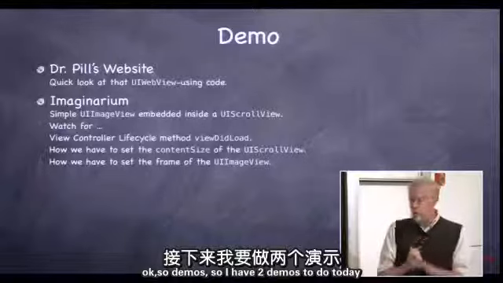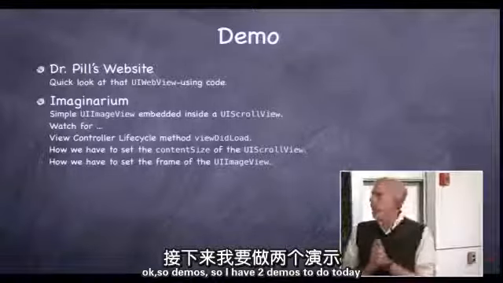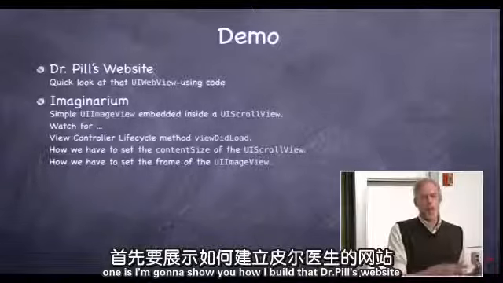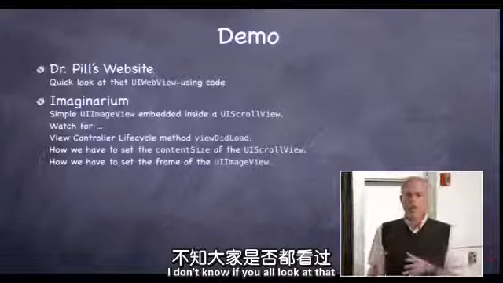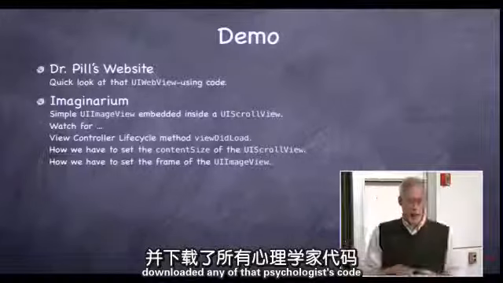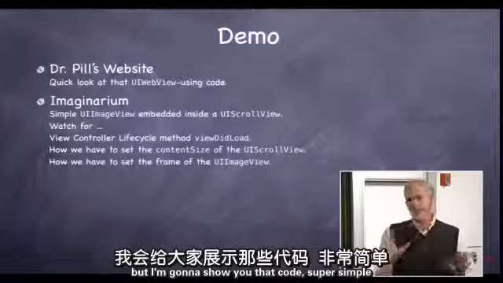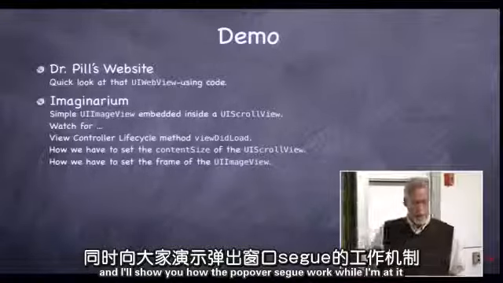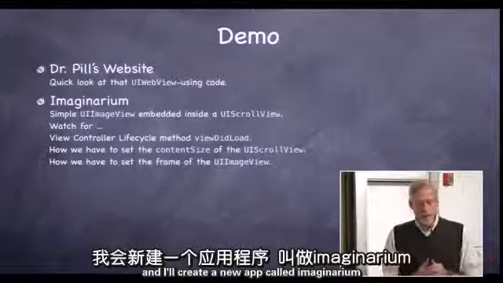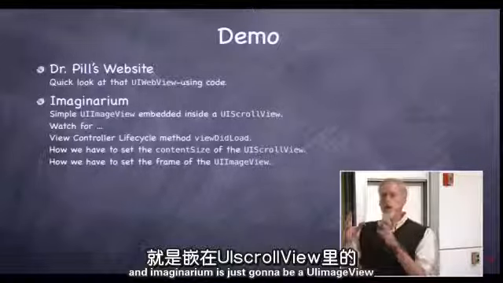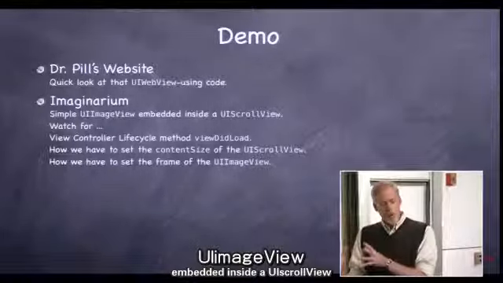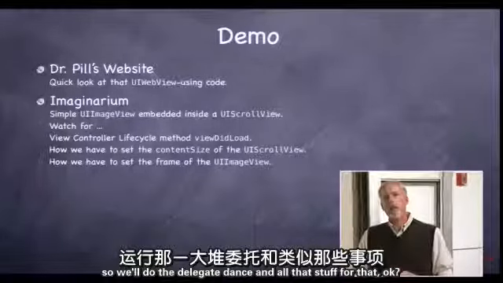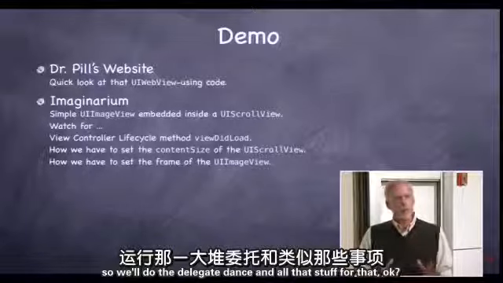Okay. So demos. So I have 2 demos to do today. One is I'm going to show you how I put that Dr. Pill's website. I don't know if you all looked at that, downloaded any of that psychologist code, but I'm going to show you that code. Super simple, and I'll show you how that popover segue worked while I'm at it. And then I'm going to create a new app called Imaginarium, and Imaginarium is just going to be a UIImageView embedded inside a UIScrollView. And we're going to enable zooming, so we'll do the delegate dance and all that stuff for that, okay?